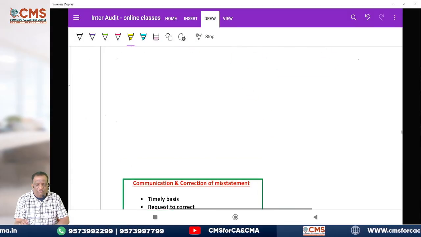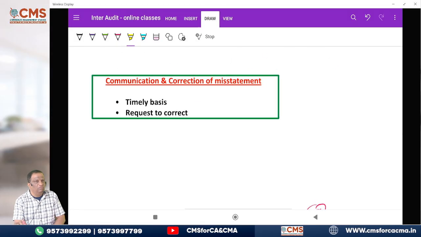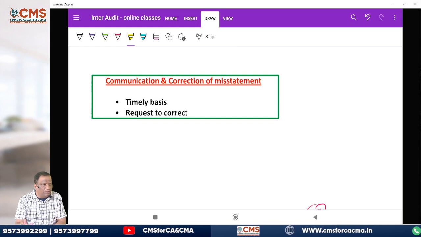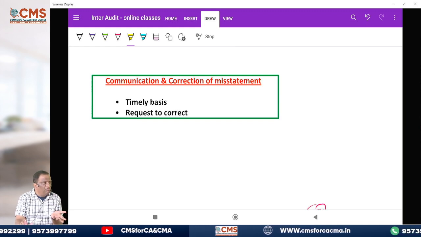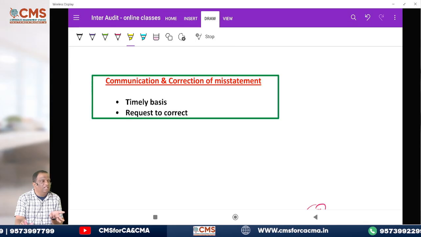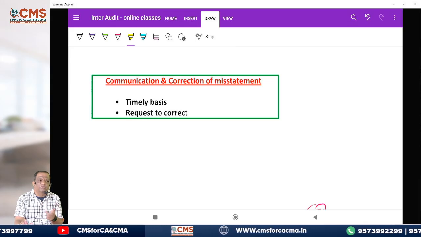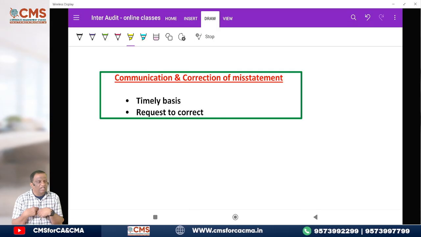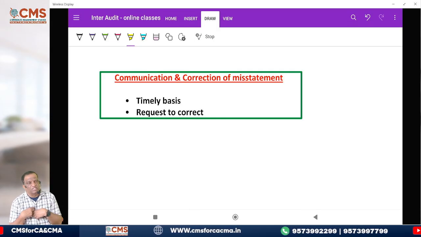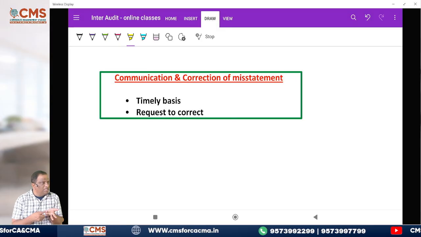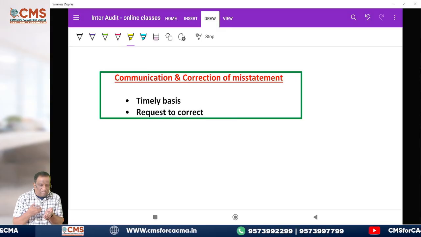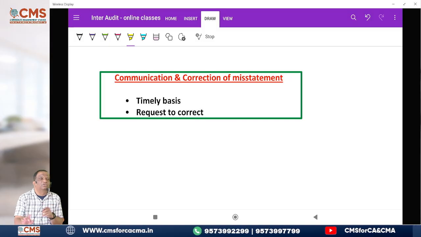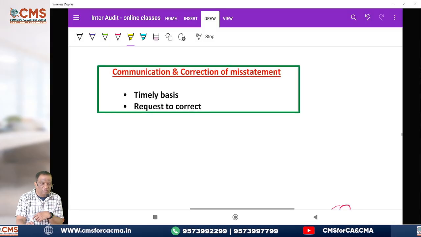Then whenever I say misstatements, what should I do as an auditor? Communicate on a timely basis. Why will I communicate? Requesting them to correct it. Since I didn't hear from you, I repeat one more time. Whenever I identify a misstatement, what is the auditor's responsibility? Communicate on a timely basis and request them to correct. Then the logical question will come. If they correct it, it's all right. But if the management is unwilling to correct, we talked about it.